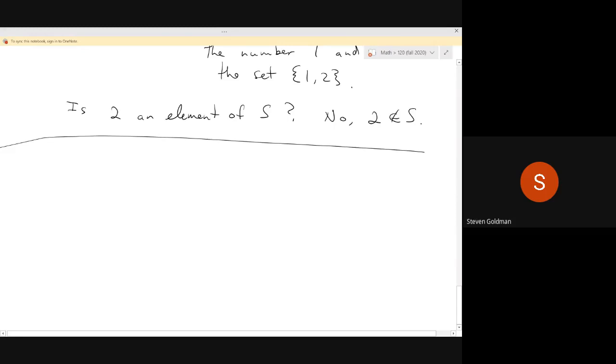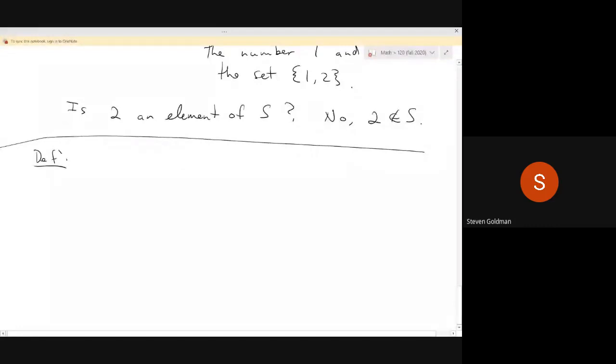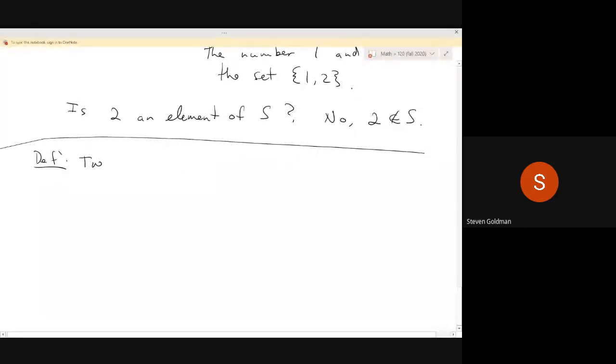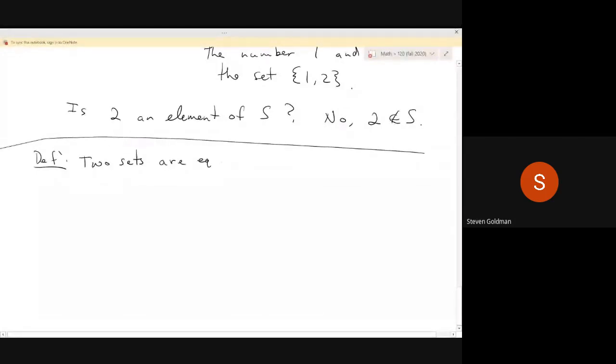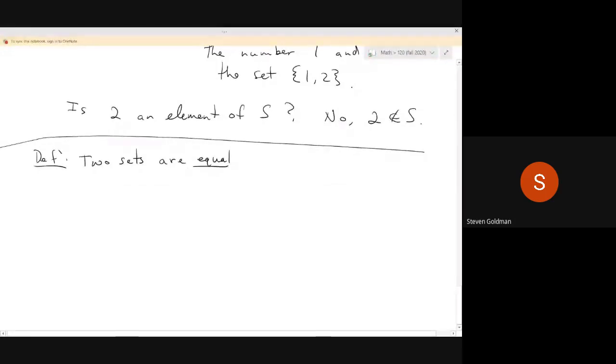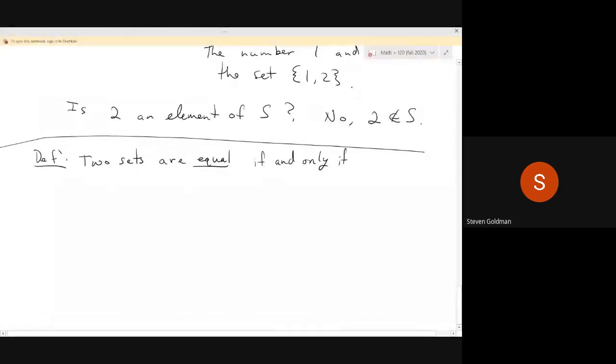All right. Let's now talk about when we consider 2 sets to be equal to each other. When are 2 sets considered the same set? So, definition. And this is the definition for equality of sets. 2 sets are equal if and only if they have the same elements.